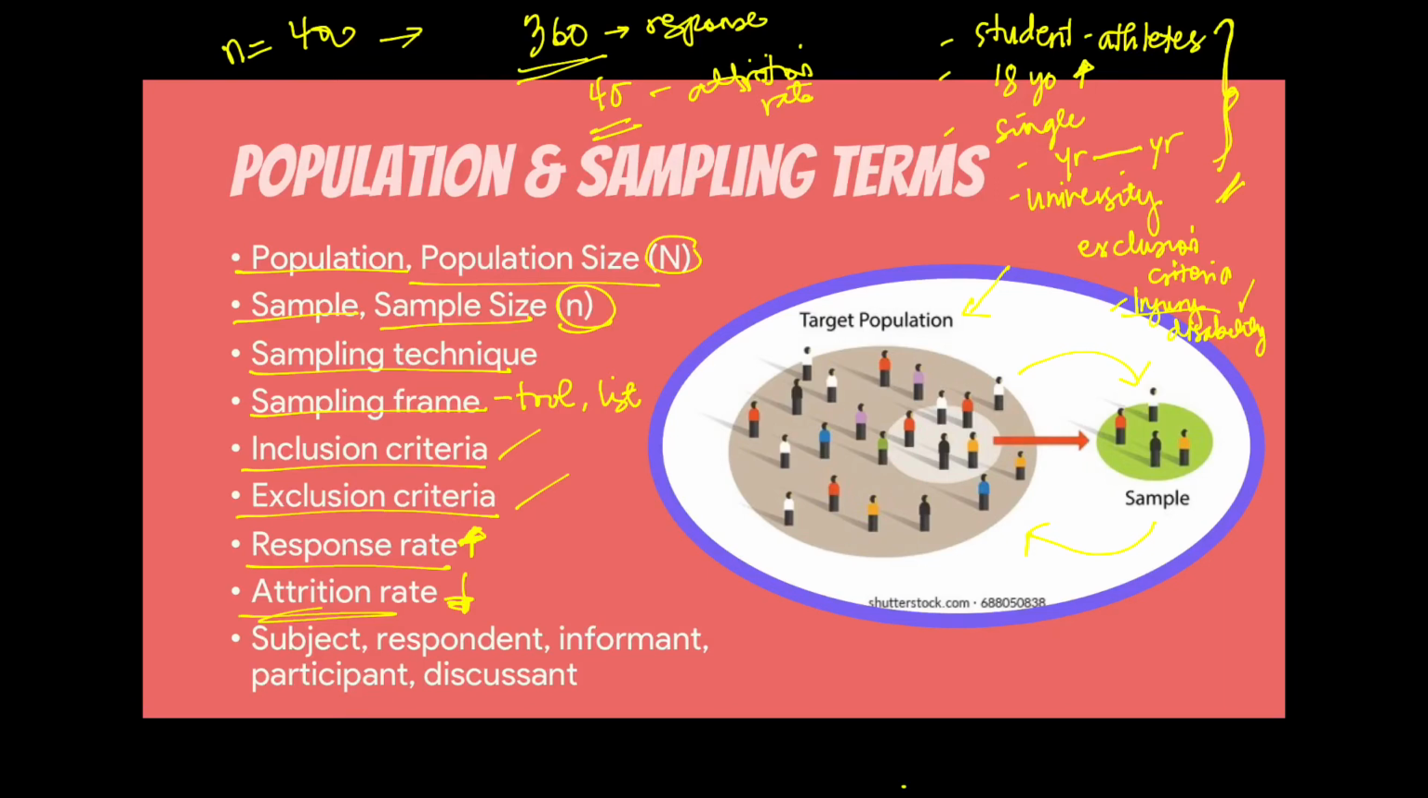Now, how do we refer to the people in the study? If it is an experimental study, then we call them subjects. If your study is a survey study, like you're going to give out questionnaires, then that is called a respondent. If your study makes use of an interview, then they're called informants. If the study is through a focus group discussion, then you can either use a participant or a discussant. So these are the terms that can be used in your study.